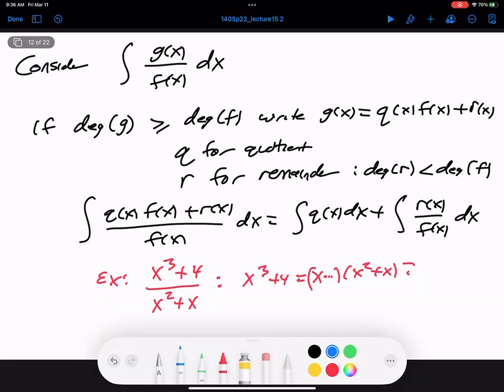So we have to figure out how to integrate the general case where R of x is of smaller degree. And degree is the highest power of x that occurs. If R of x happens to be f prime, that very special case, we actually know what the answer is. But in general, this is where we use partial fractions. Any questions on what we've done up till now?